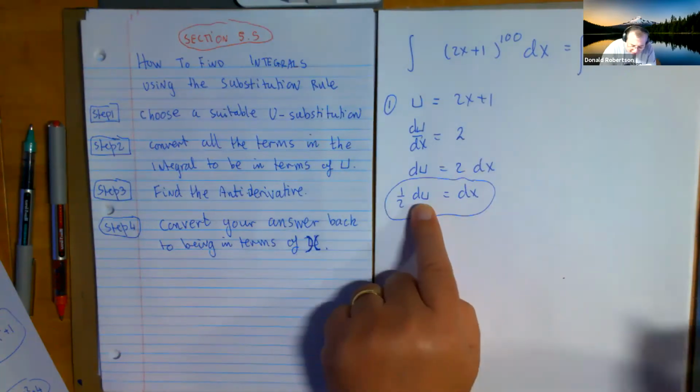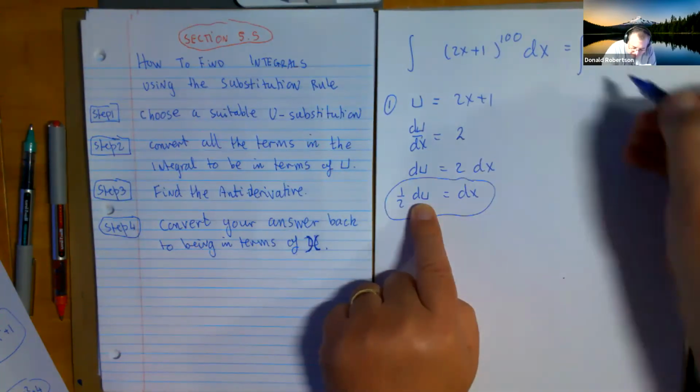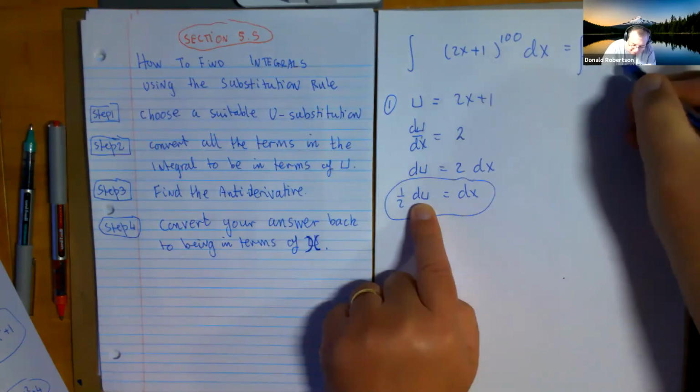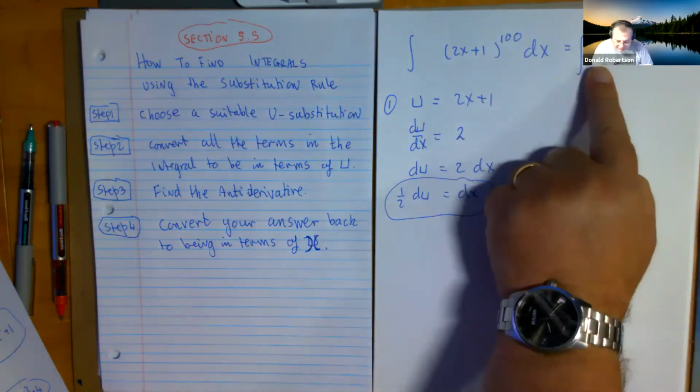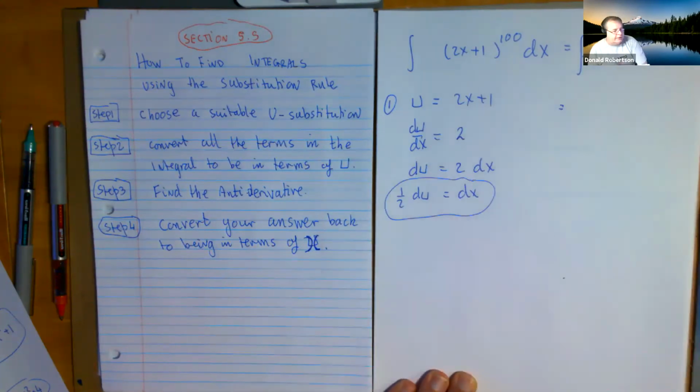Well, the dx doesn't turn into anything really that bad. Would you agree it just turns into a half du? I think the half looks better at the front. Right, can I integrate that guy? Sure can. Isn't that guy just a classic power rule with a big number?